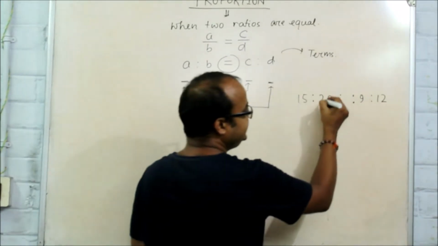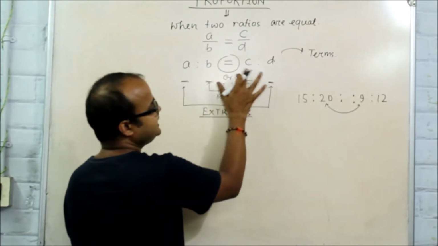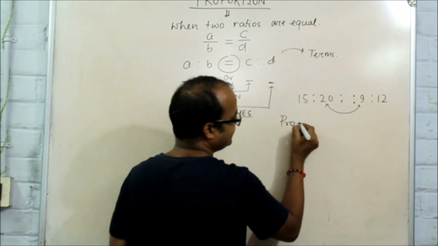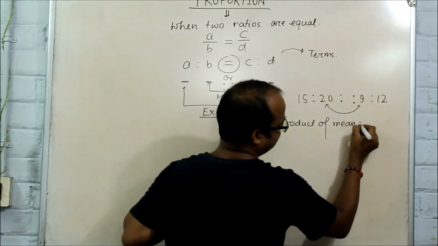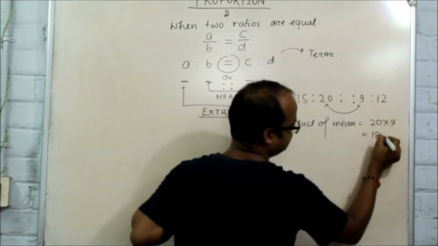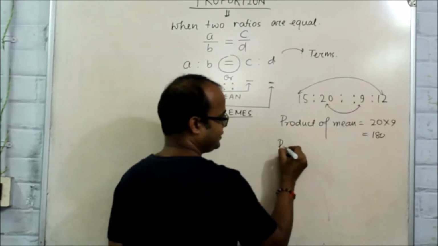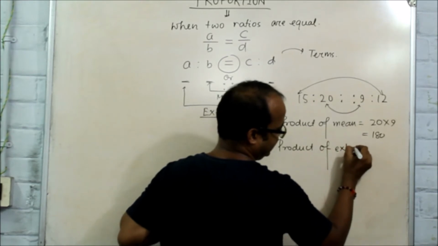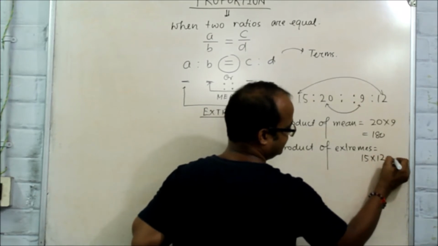Find out the product of the means. If you multiply these two, B and C are called means. So the product of means is 20 into 9, that is equal to 180. Now find out the product of extremes. So 15 into 12, 180.